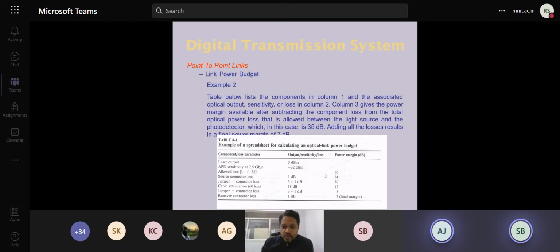So accordingly, what is the power margin? It means how much power you are getting more than the desired minimum power at the receiver. So you have 7 dB more at the receiver than the minimum sensitivity of minus 32 dBm. That means you would be getting minus 25 dBm at the receiver. I hope that is clear.